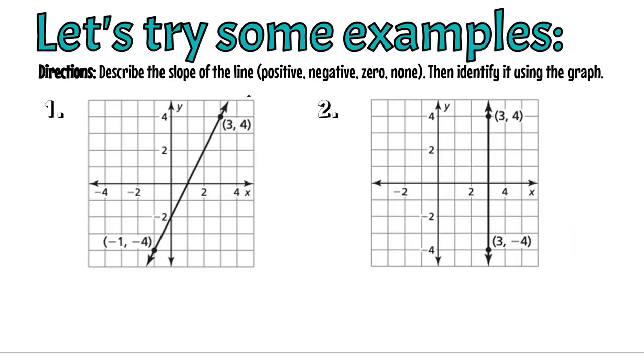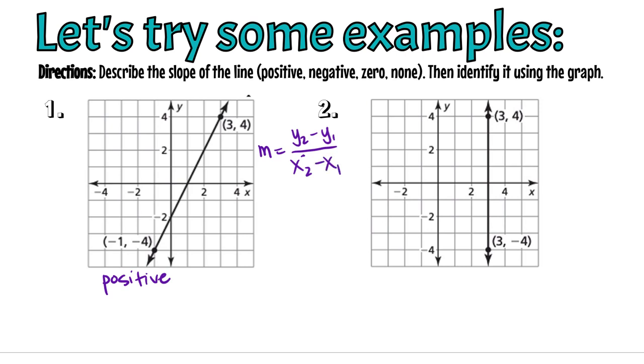So let's try some examples. First, we're going to describe the slope, either positive, negative, 0, or none. And then we're going to identify the slope using the graph, finding that difference or change in y over the change in x. So first we see that from left to right, this line has positive slope because it rises from left to right. So now we're going to use that formula we have for slope, m equals y2 minus y1 over x2 minus x1.